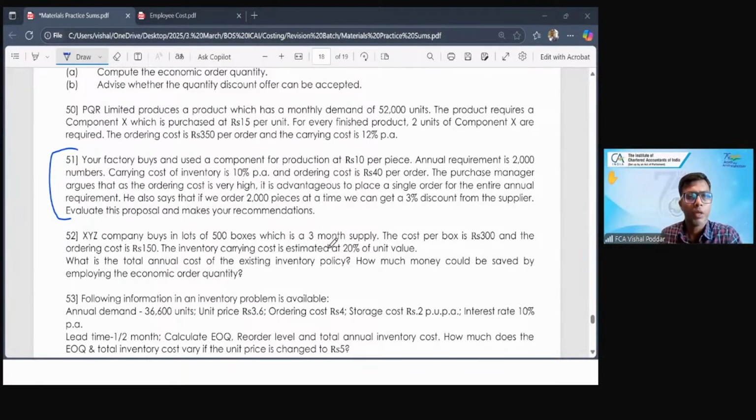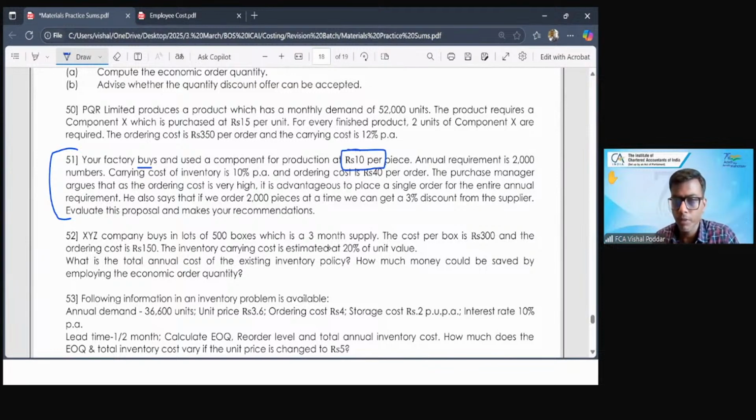Now, your factory buys and uses a component for production at 10 per piece. So this is your purchase price. Annual requirement is 2000 numbers. Again, this is annual requirement of your material only. So no problem. Carrying cost is 10% per annum.